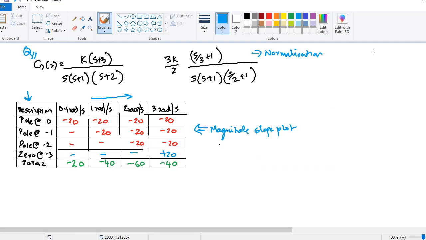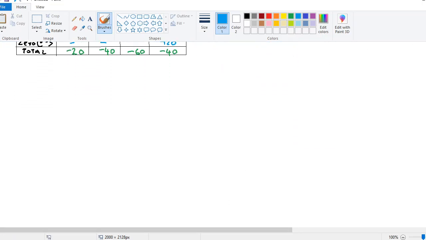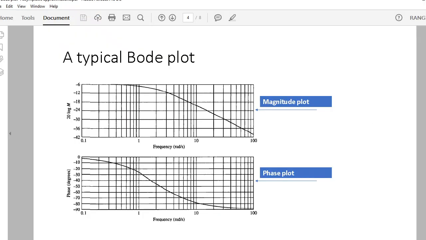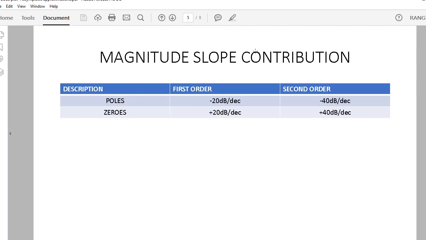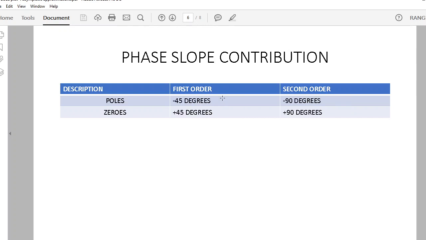Okay. So now coming back, we just need to do a bit of prep work for the phase plot. So you'll see that for the phase plot contribution, this is how the slopes work. Remember, for the magnitude slope plot, it was minus 20 and plus 20 for the poles and zeros respectively. When it comes here, it becomes minus 45 and plus 45 degrees for the phase slope contribution. And with the increase in order, you just multiply it by 2. So if it's second order, it becomes minus 90, plus 90. If it's going to be third order, it's going to be minus 135 and plus 135.